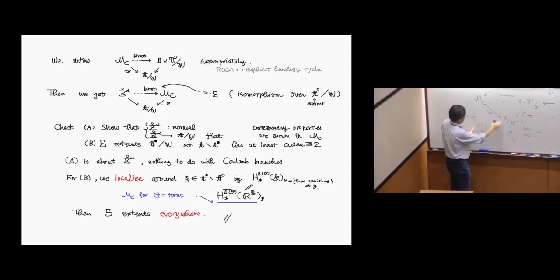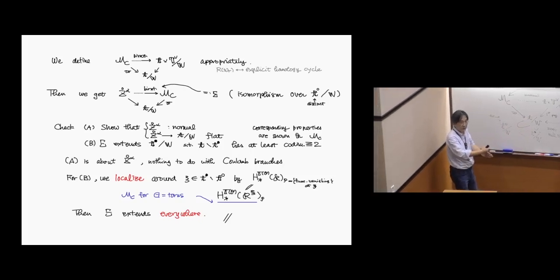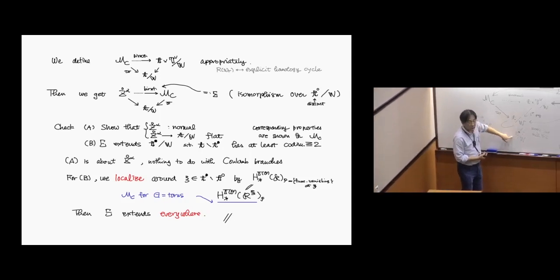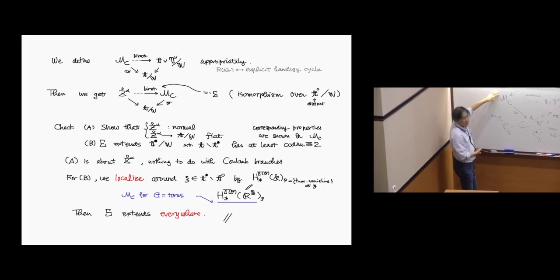So the complement is codimension one. You have several hyperplanes, but here I remove the intersections of hyperplanes. So this complement is codimension two, and here in the inverse image, because this is flat, the complement is again codimension two.